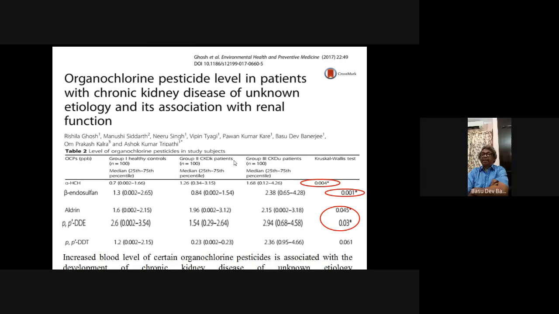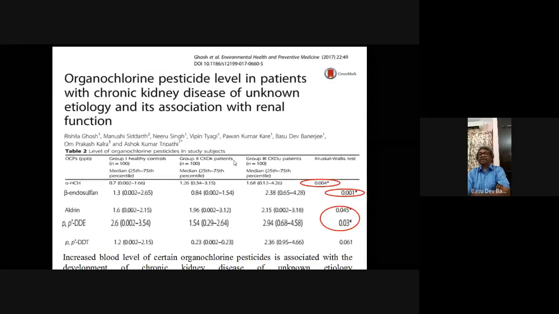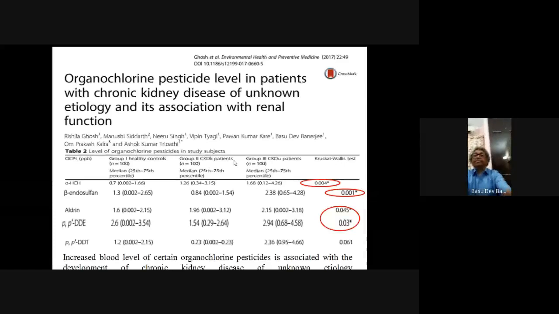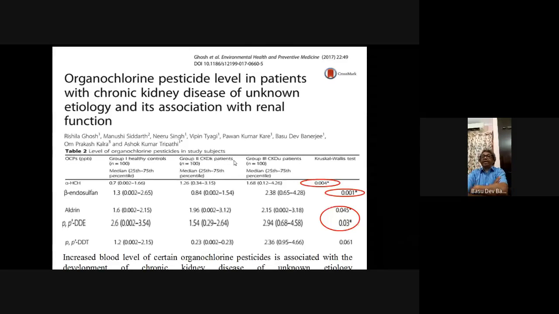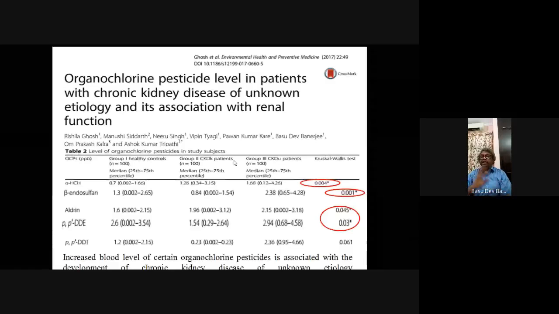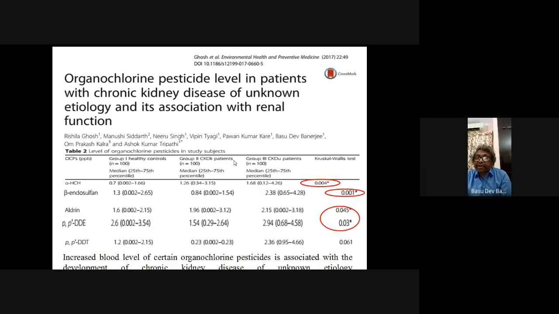And diabetes and chronic kidney diseases. We tried to find out the organochlorine pesticide levels in chronic kidney diseases, and it was very surprising that we found high levels of pesticides in kidney failure cases. So that is our first proof that CKD can be caused by pesticide exposure.